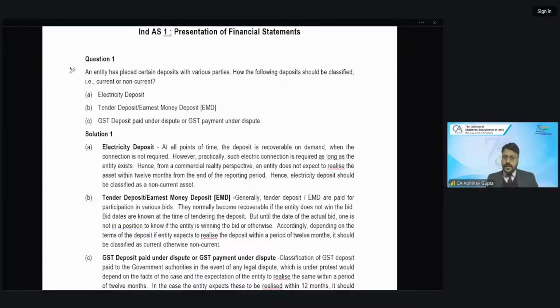Yes, sir. Are you able to recall this? You must have studied this under Ind AS 109 financial instruments. Yes, sir, studied this.